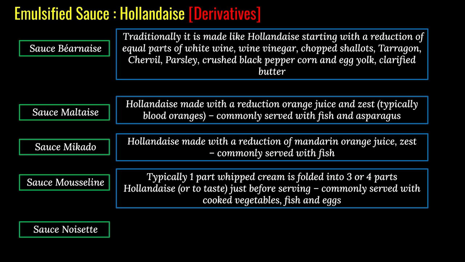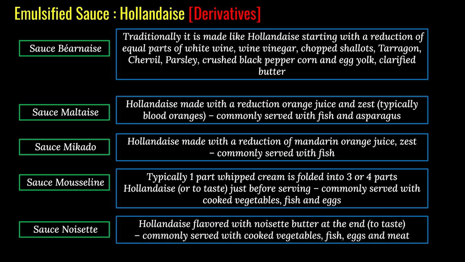Sauce noisette. Hollandaise sauce flavored with noisette butter at the end, commonly served with cooked vegetables, fish, egg, and meat. In that way, we have discussed the 5 derivatives of Hollandaise sauce. I hope up to this it is going well and it is interesting for you all. Next, let's proceed.